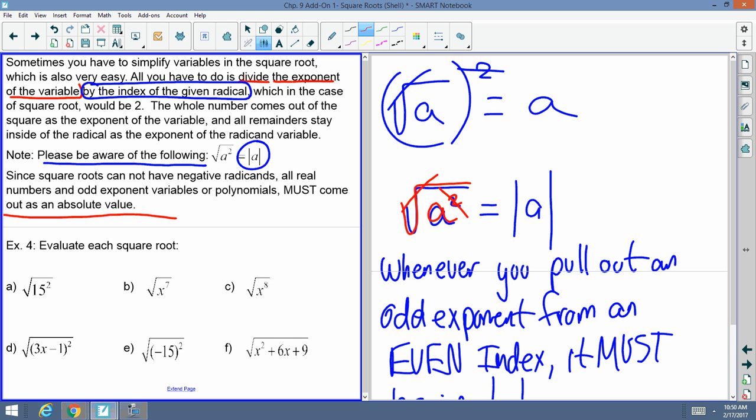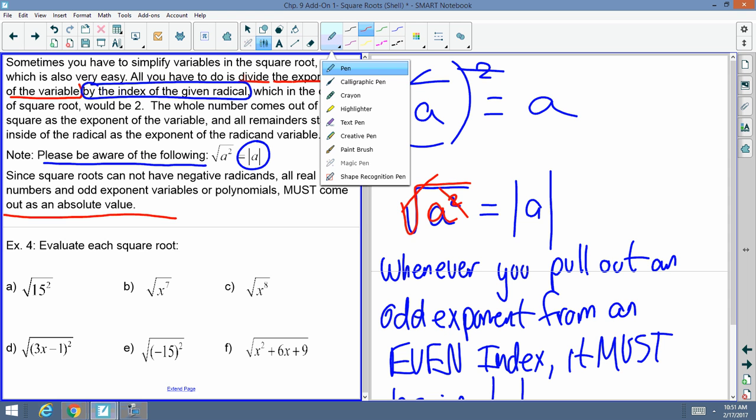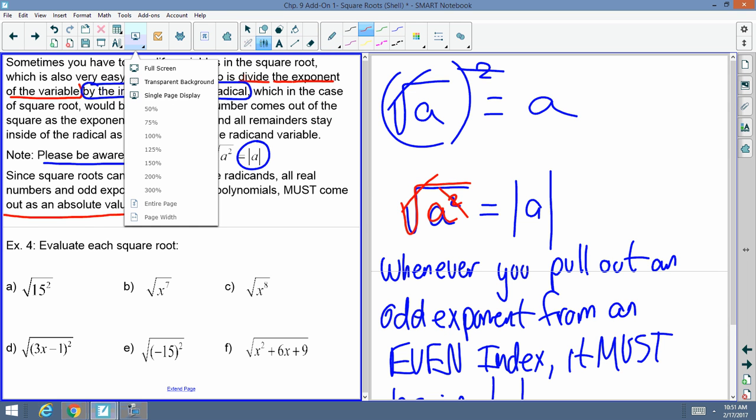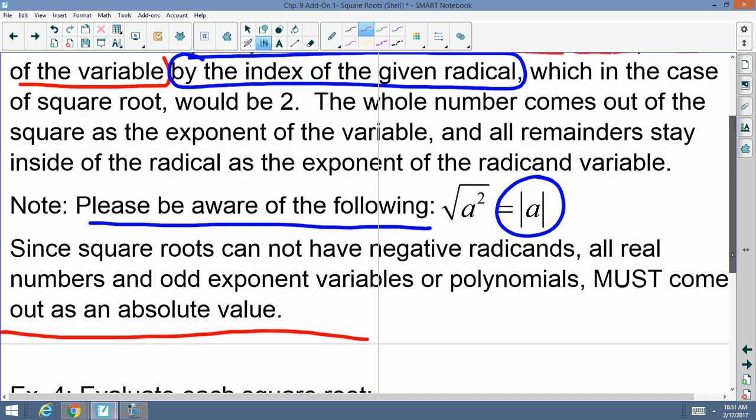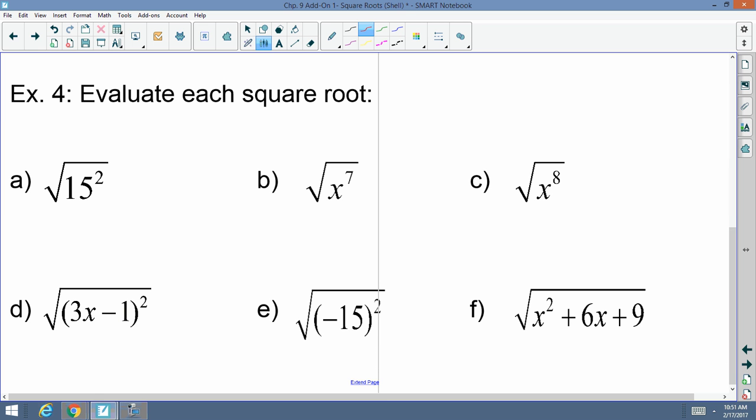Now, the best way to learn this is to practice. So, let's get to it. I have a square root of 15 squared. Cool, cool, awesome. 15 squared is 225, right? What's the square root of 225? It's 15. And it's an absolute value, which already equals just 15.